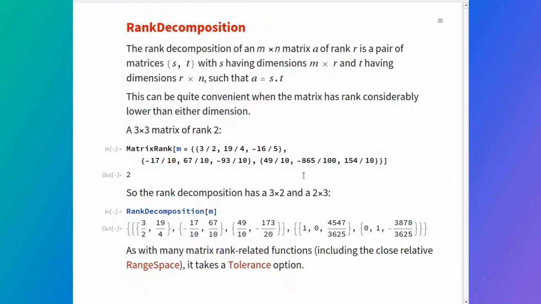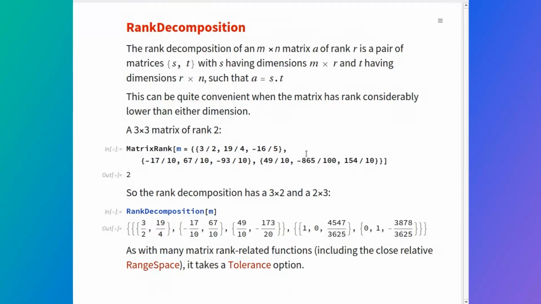Okay, rank decomposition. This is actually similar to the range space, but I think a bit more useful. Range space was a function we introduced in 14.3. If you have a matrix of dimensions m by n, but it has relatively low rank r, what you get is a pair of matrices. This is not a unique decomposition, but one is m by r and the other is r by n, and their product gives you the original matrix back.